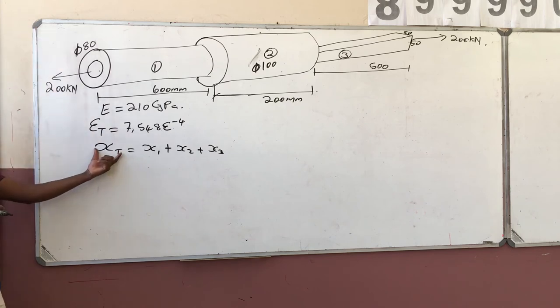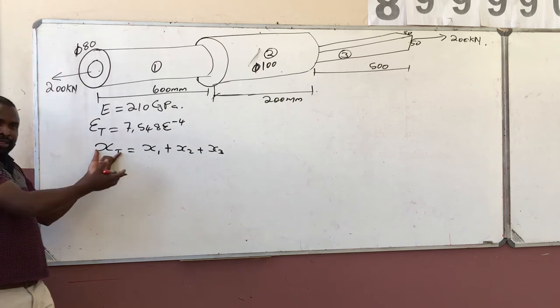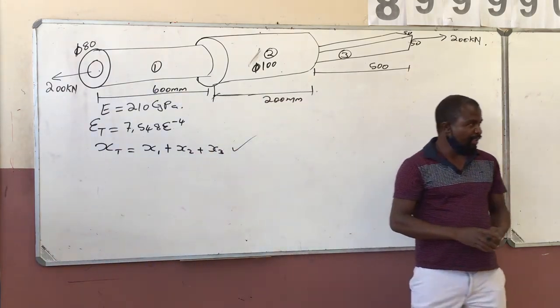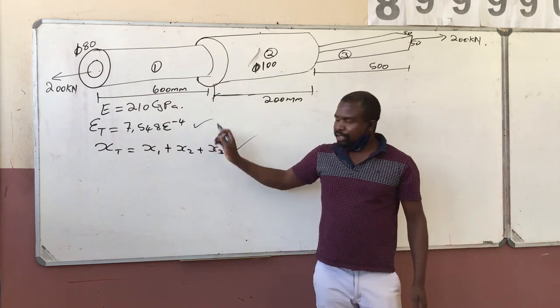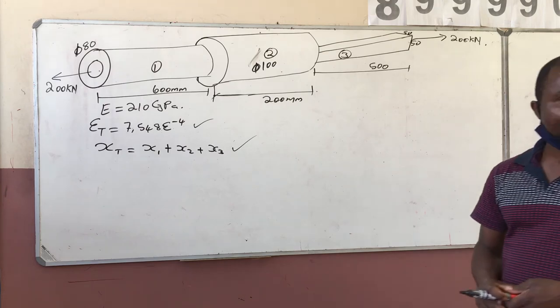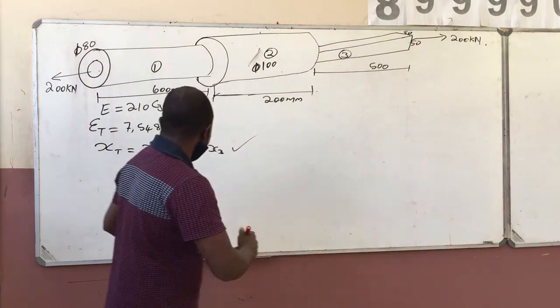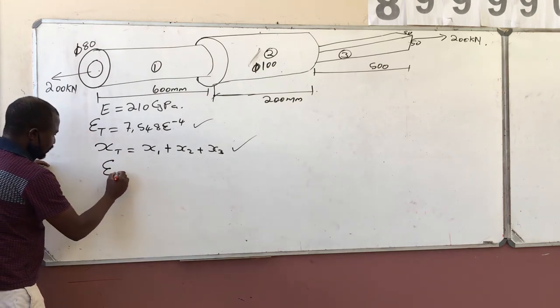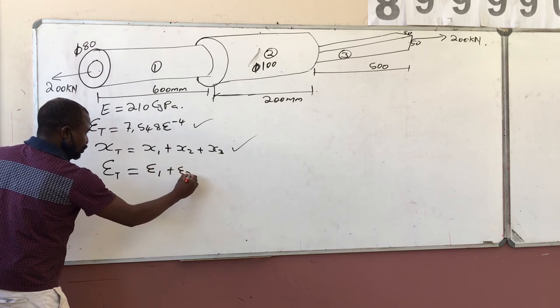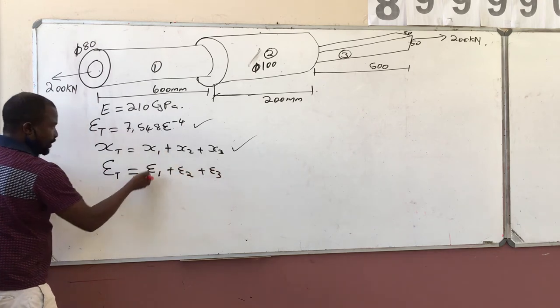If we're given total extension, we're going to try to use this formula. But instead, they give us total strain. So instead of using extension, we'll use strain. The formula for strain is the same as for extension. Meaning here, the total strain is the same as strain 1 plus strain 2 plus strain 3. As I'm saying, they are the same.